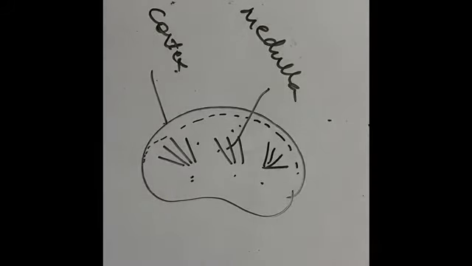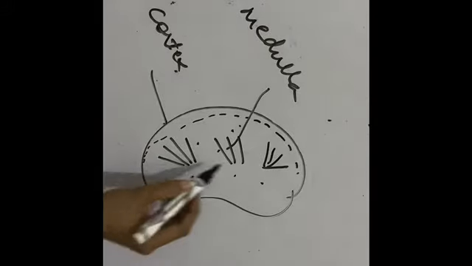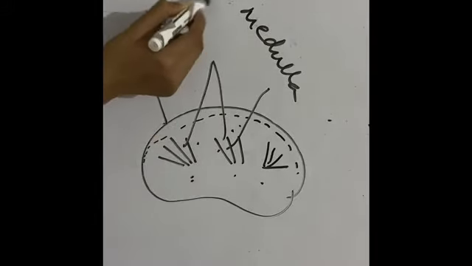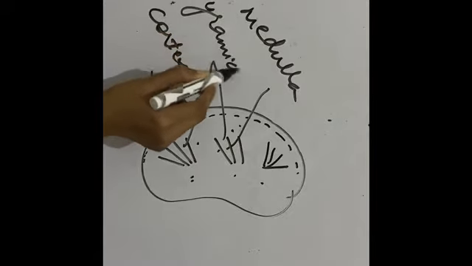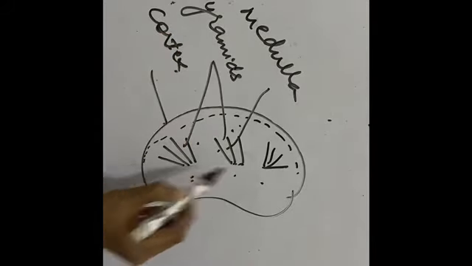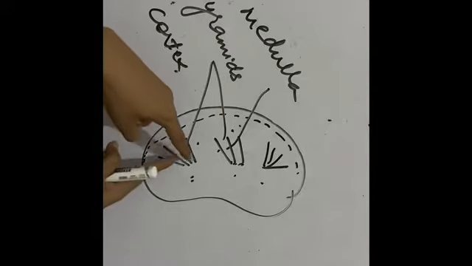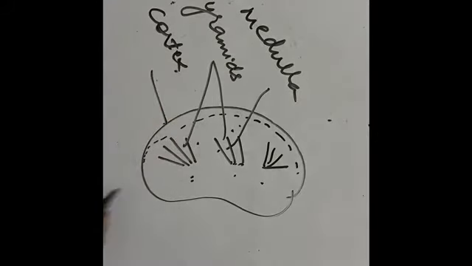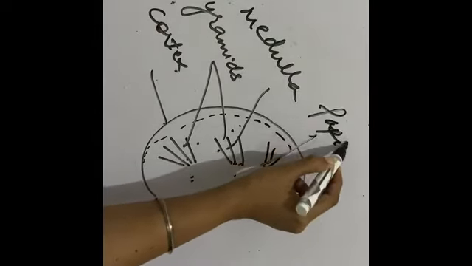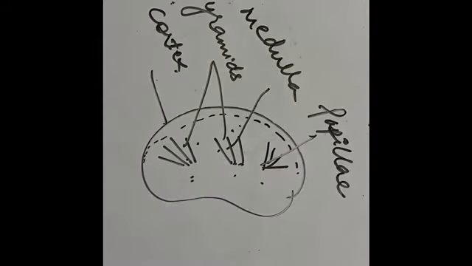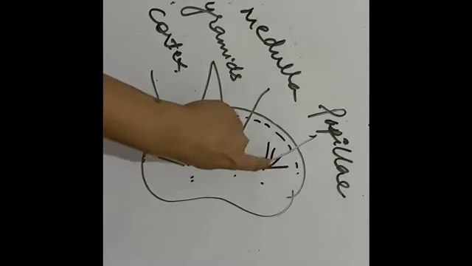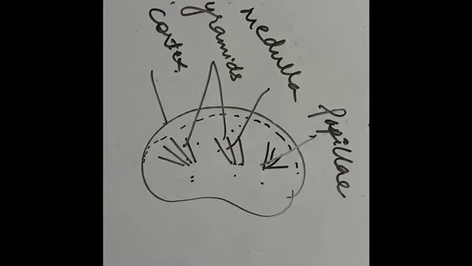Okay, some are pyramid shaped, and these are known as pyramids as well. They are the pyramids. The tip of the pyramid is a bit pointed, and this pointed region is known as papillae. Right? The pointed region or the tip of the pyramid is known as papillae.